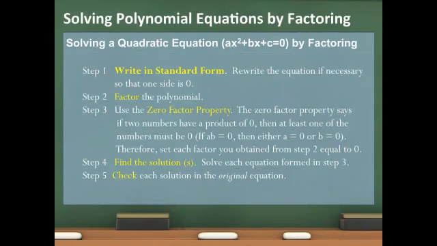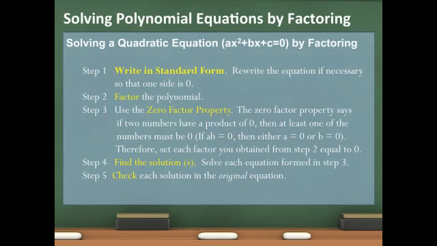To solve equations by factoring, there are essentially 5 steps that you need to follow. Keep in mind that your polynomial equation should be quadratic in form, that is, ax squared plus bx plus c equals 0, in order to solve by factoring. The first step is to make sure your equation is in standard form.